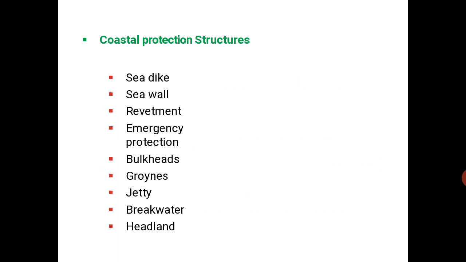What are the coastal protection structures? We can see them one by one. Sea dike, sea wall, revetment, emergency protection, bulkheads, groins, jetty, breakwater and headlands are the coastal protection structures. Sea dike.